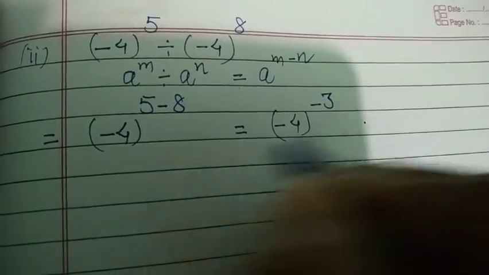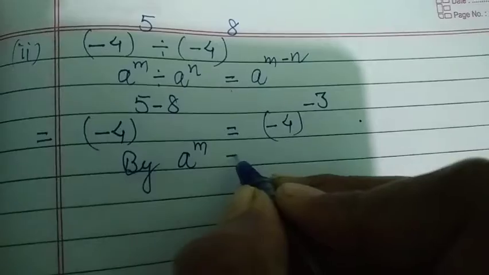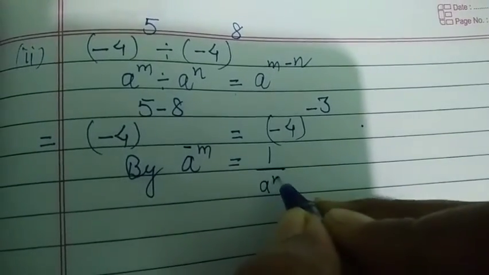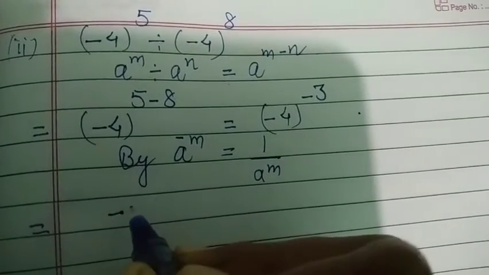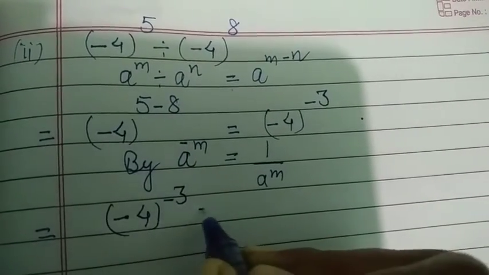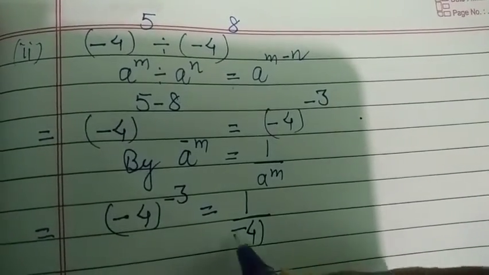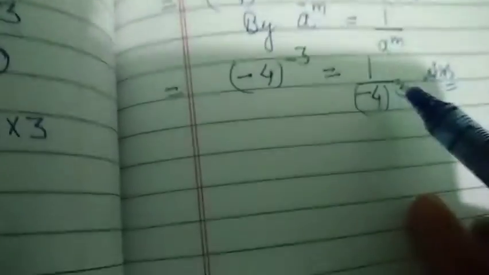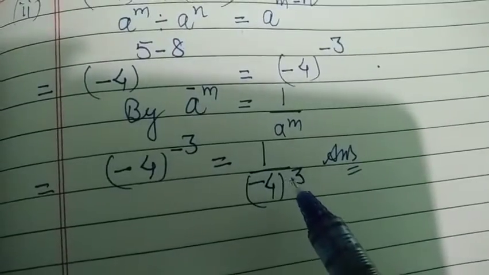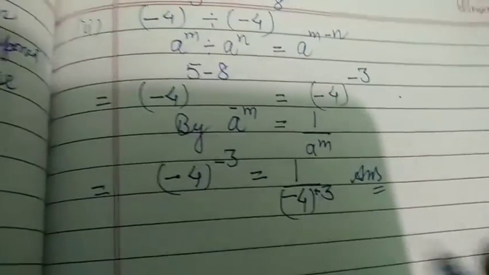And what is the next step? Because we want this power positive, we have to use the rule a raised to power minus m is equal to 1 upon a raised to power m. So here a is minus 4, minus 4 raised to power minus 3. But I have to change this minus 3, so I have to write the reciprocal of minus 4, which will be 1 upon minus 4, and now this power will turn into positive, and this is the answer. You cannot stop here because they are saying that positive exponent should be there. So now the exponent is positive here, and we have followed all the instructions that had been given in question number 2, first part.